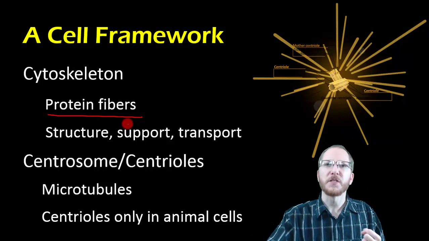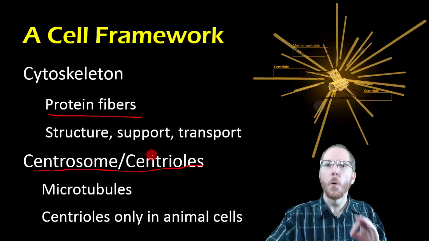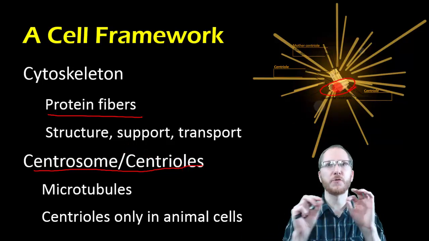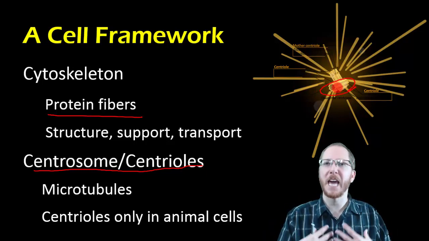The other part that you'll see people talk about is the centrosome or centrioles. Now, every eukaryote is going to have centrosomes. Only animal cells are going to have centrioles. They're these little structures here you see that look like someone glued together some little strips of spaghetti. That's what the centriole is, and there should be a pair of them if you're an animal cell.